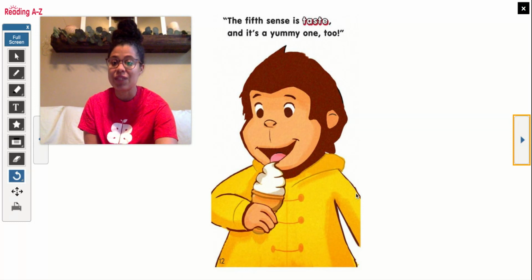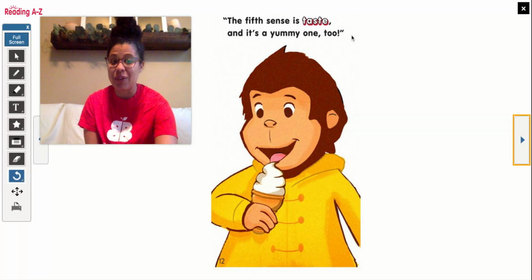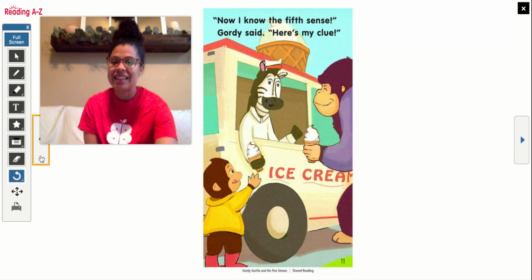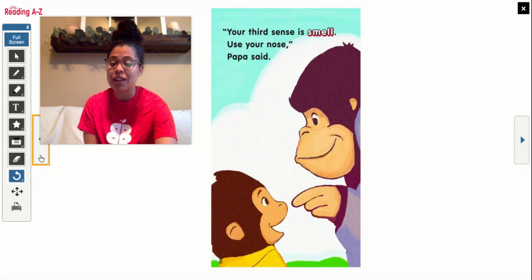Nice work, readers. Did you notice all of the quotation marks in the story and all of the times that Gordy and Papa were talking? Good. All right, we've got one more thing I want to talk about.